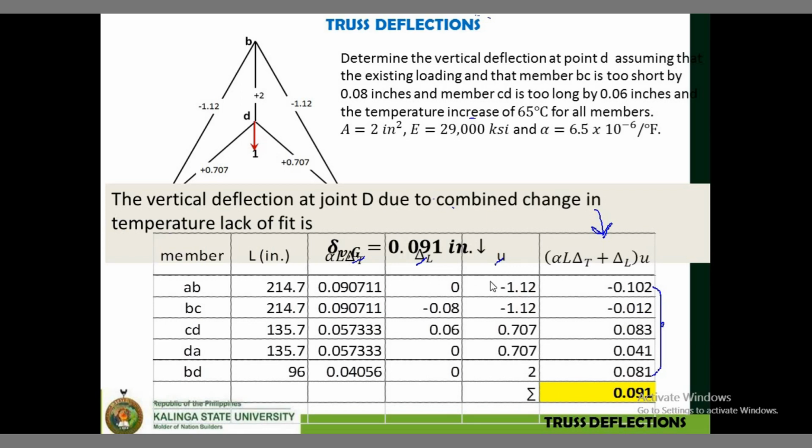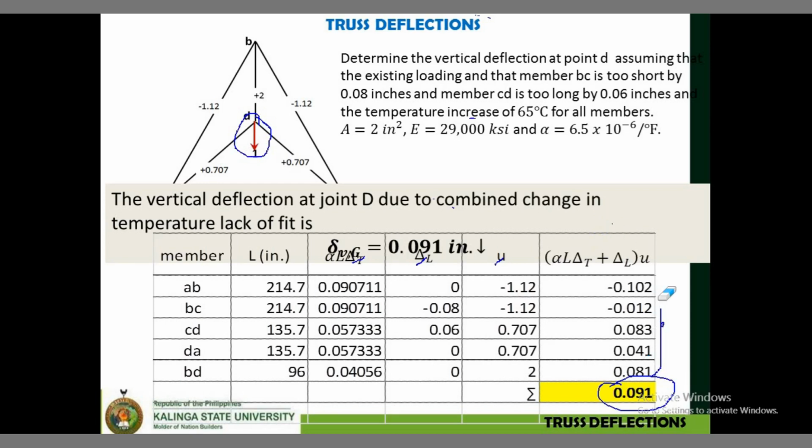Anong ibig sabihin? Di ba sa problem na to, you are required to determine the vertical deflection at point D, taking into consideration yung fabrication error at saka yung change in temperature. And it turned out in our calculation, yung point D, magdi-deflect siya vertically in a distance of 0.091 inch. And the direction is downwards. Now, it turned out, dito sa calculation natin, this is positive. Ibig sabihin, yung inassume ko kanina na downwards, yung deflection ni D ay tama.